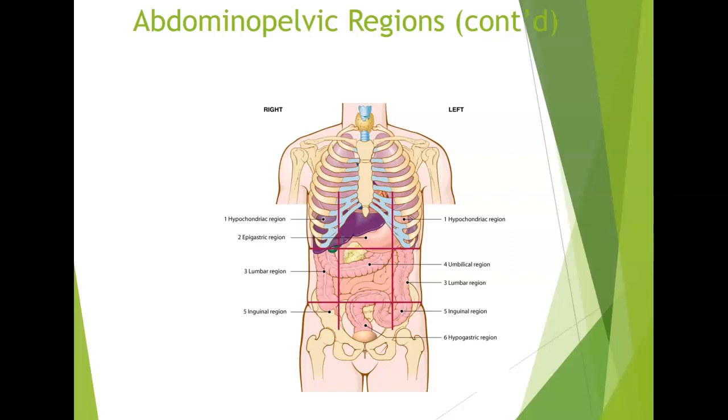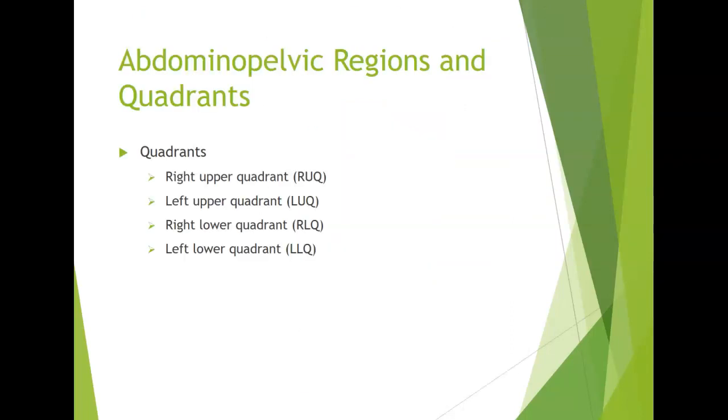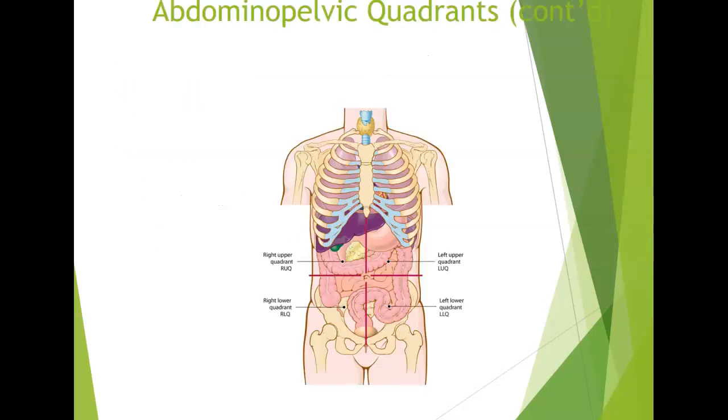In addition to the pelvic regions, we also have quadrants. We have the right upper quadrant, which the abbreviation is RUQ, left upper quadrant, LUQ, right lower quadrant, RLQ, and left lower quadrant, LLQ. So they divide the body simply in quadrants.